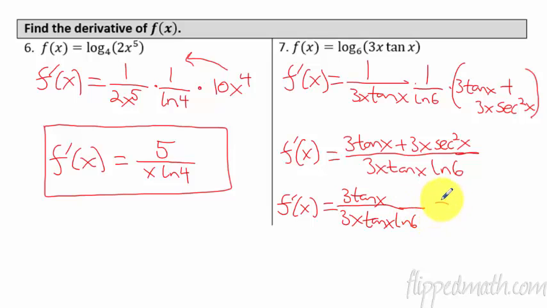Okay, so this is kind of a pain. Plus, then we do the whole thing again. Sorry, this is so sloppy. So then the other term is 3x secant squared x over 3x tangent x natural log 6. So let's see if this looks any better when we're done.